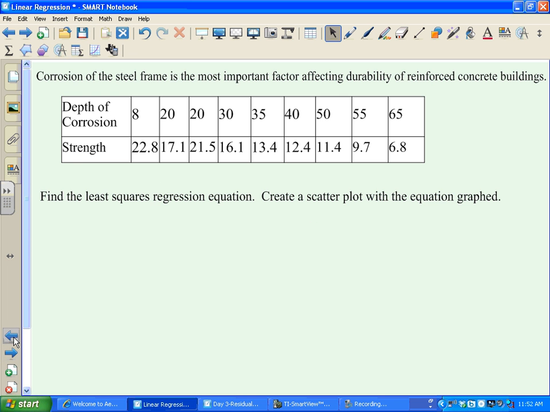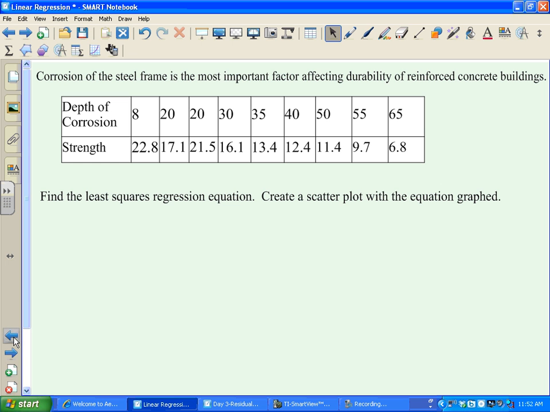I want you guys to do this one in your calculator, please. You've got corrosion. The steel frame is the most important factor affecting durability of reinforced concrete buildings. The depth of the corrosion, I'm going to make that X. And Y value is going to be the strength. Think about this in terms of real structure analysis. I can measure how deep a piece of steel is corroded.